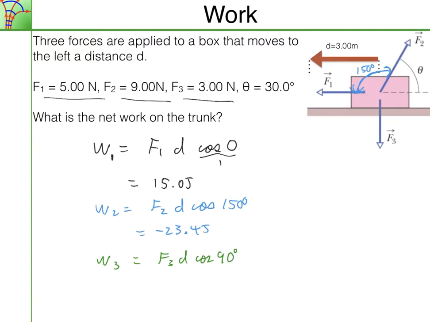And work for 3 is equal to F3 times D times the cosine of the angle between them, which here is 90 degrees. This is just to remind you that when the angle between them is 90, there is no work done because the cosine of 90 is 0. So the work here is 0.